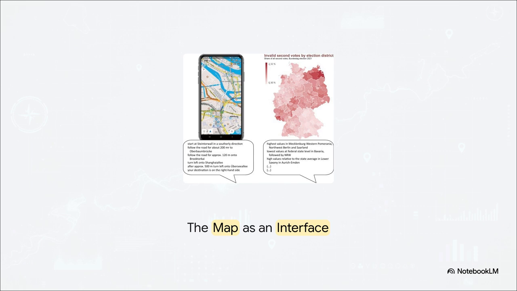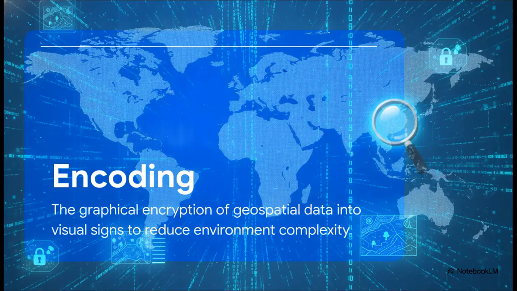The map is basically a filter, right? A curated lens between human perception and an infinitely complex environment. To achieve this slick interface, cartographers use a process called encoding. Encoding is essentially the graphical encryption of geospatial data.